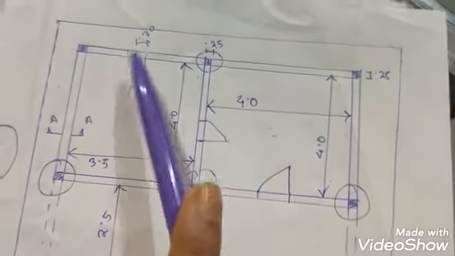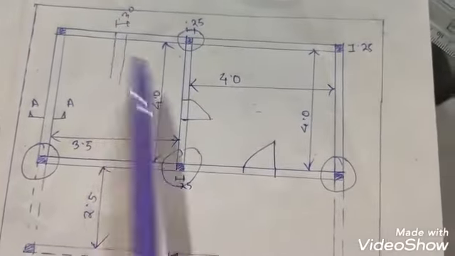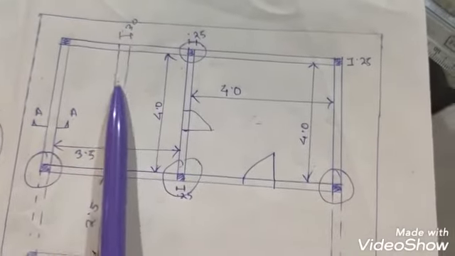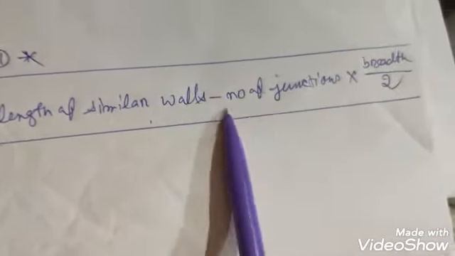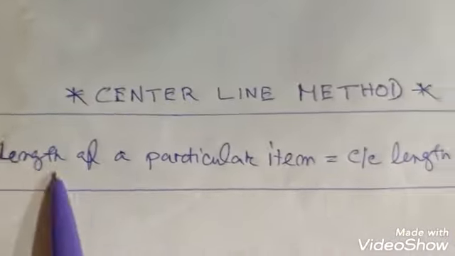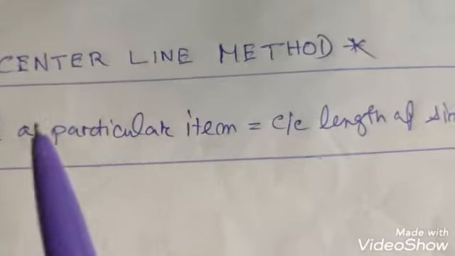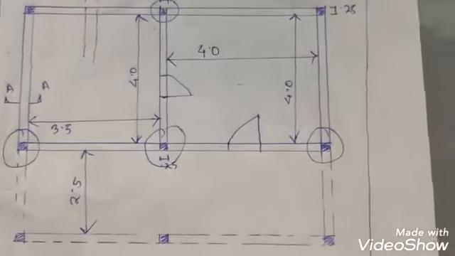So we will consider the room and the veranda separately. In the rooms also, if there are walls of different thickness, then the different thickness walls have to be calculated separately. That is why it is mentioned that center to center length of similar walls minus number of junctions into breadth of that particular item divided by 2. That is the formula to find out the length of any particular item. That particular item can be earthwork in excavation, cement concrete in foundation, brickwork in superstructure or substructure, anything.